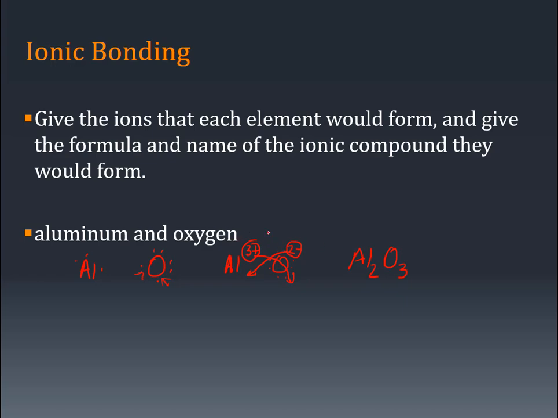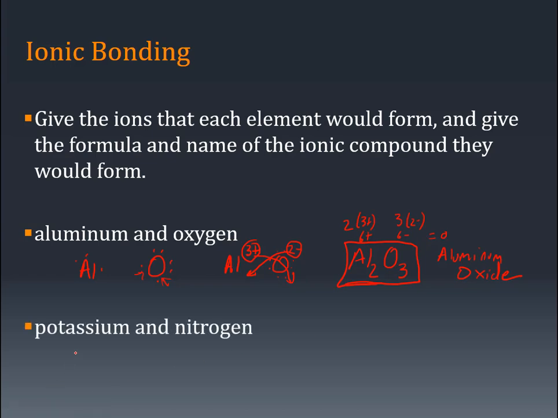Now, just to double check, Al2 means 2 aluminum ions. Well, 2 aluminum ions each have a charge of 3 positive, which gets me a total charge of 6 positive. 3 oxygen ions each have a charge of 2 minus, which gets me a total charge of 6 minus. And so 6 plus and 6 minus adds up to 0, and this is the ratio of the neutral compound. So Al2O3 is the chemical formula, and the name is aluminum oxide. Remember, change that ending to IDE.